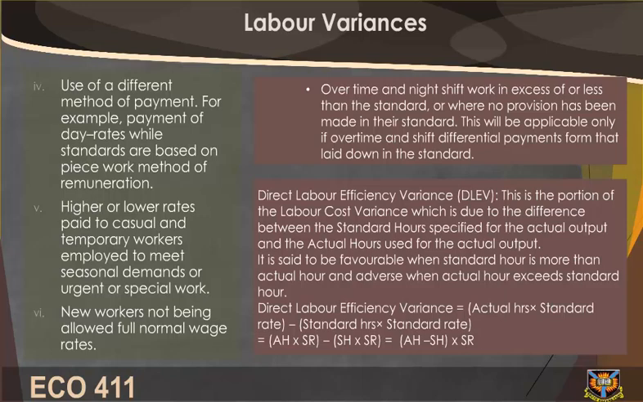Direct labor efficiency variance, DLEV. This is the portion of the direct labor cost variance which is due to the difference between the standard hours specified for the actual output and the actual hours used for the actual output. It is said to be favorable when standard hours are more than actual hours and adverse when actual hours exceed standard hours.